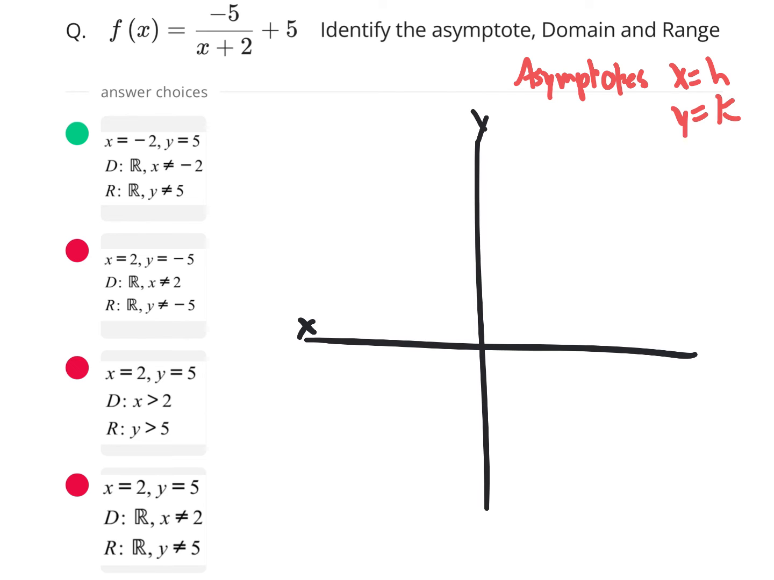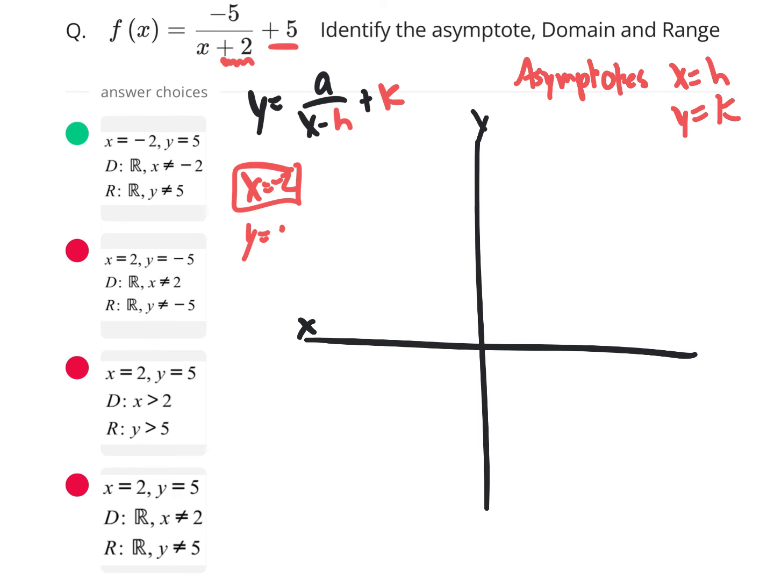Now, again, what do these types of functions look like? They look like this: y equals the a value over x minus h, plus k. So you could recognize that the h value is -2, so the asymptote will be at x equals -2. That's one asymptote. The other asymptote will be a horizontal line, y equals 5, the k value. So it asks you to identify the asymptotes. That's the very first thing they ask. We know that it's x equals -2 and y equals 5. So there's your answer.